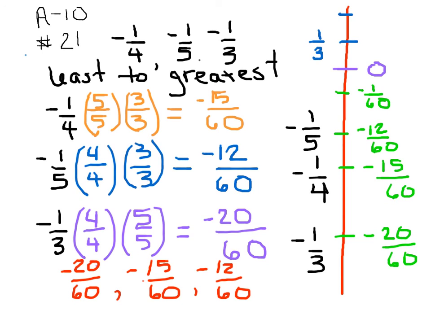So I see that this is equal to that is equal to that. So if I put them in order, the smallest is negative 1/3, and then I go up. The next one is negative 1/4, and then this one's bigger than that one. It's negative 1/5. All right, so that's the end of the video.